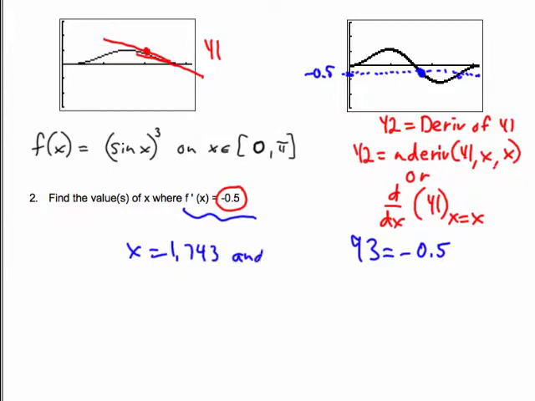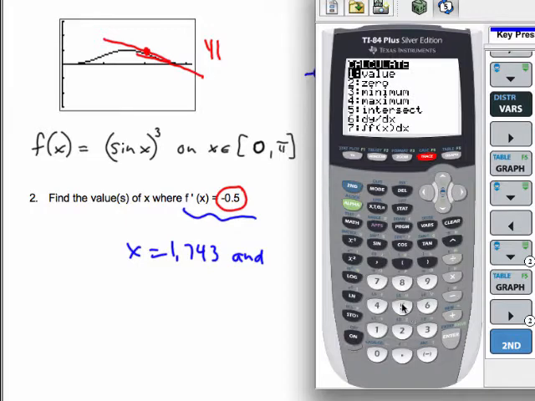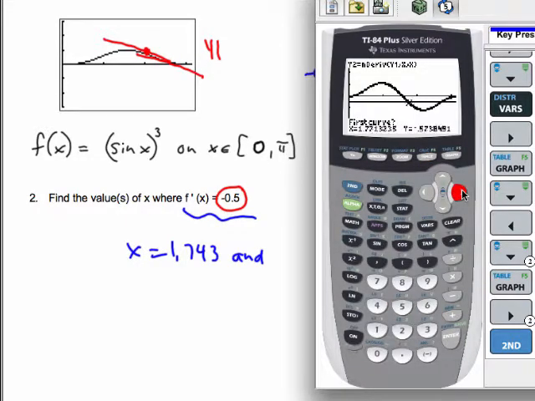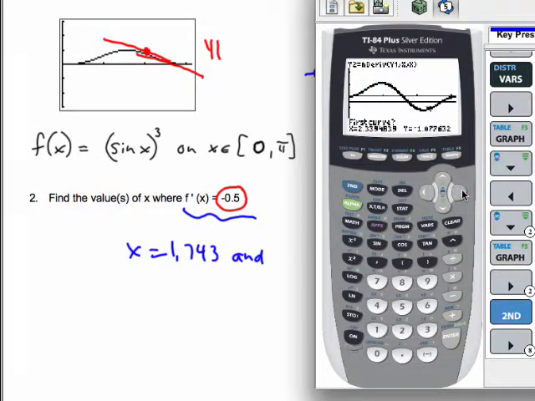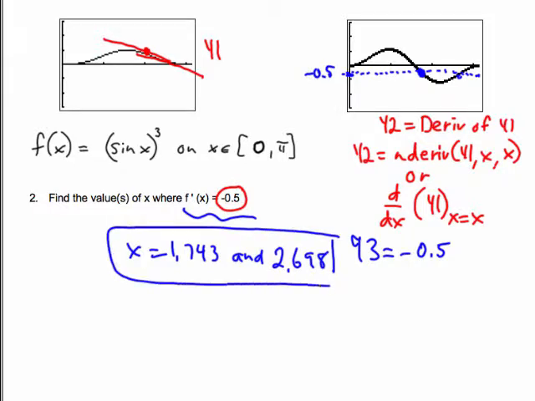And then I could see that there was another value. So going back to my calculator, I can find that intersection point. .698. Now if I actually wanted the coordinates of these two points back on the original function, I could plug these two x values into the original function to get the corresponding y value.